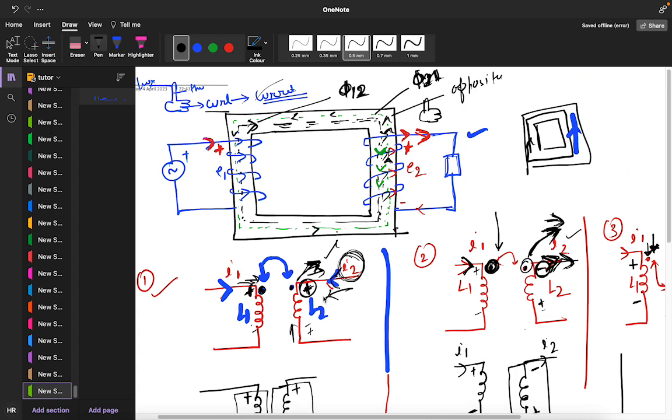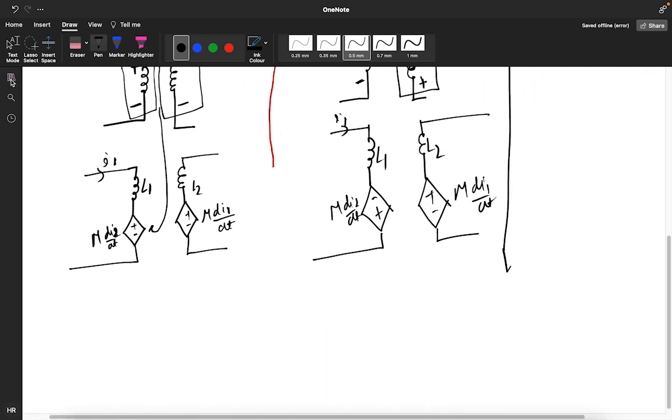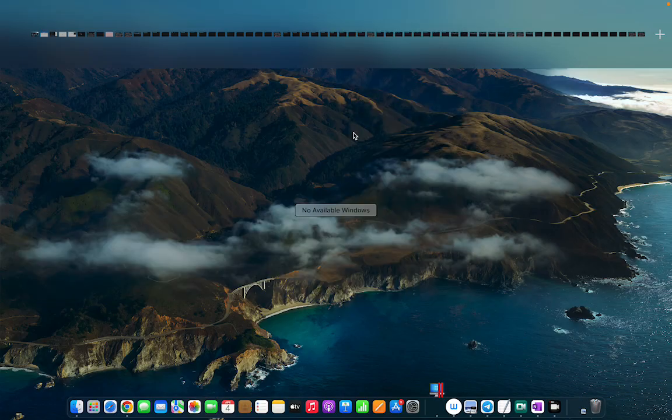It will take hardly 20 minutes to complete this chapter, and we'll start the signal system from tomorrow. Okay, Prasanna? Yes, sir. Okay.